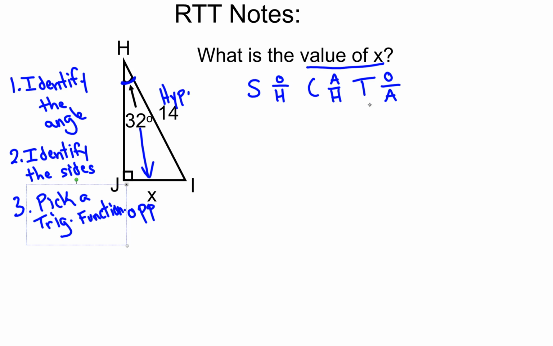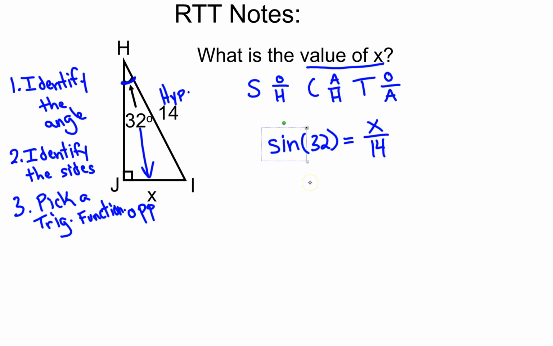So if I look now, I have the opposite and the hypotenuse. So I need to use those two to pick my trig function. If I look through here, sine has opposite and hypotenuse. So that's the one that I have to use. It's the only one that has both opposite and hypotenuse. So I'm going to write the sine of my angle, in this case 32. Remember, the angle always goes with that trig function, is equal to the opposite side, x, over the hypotenuse, 14.